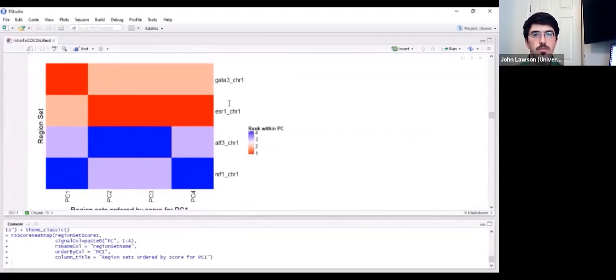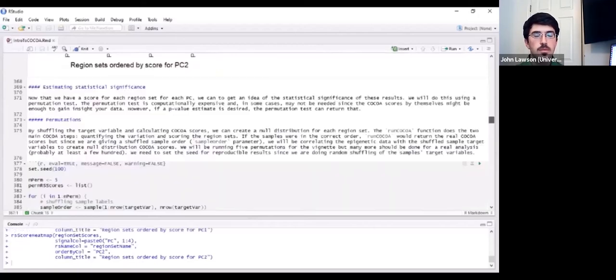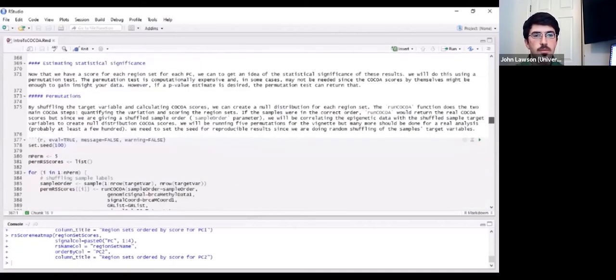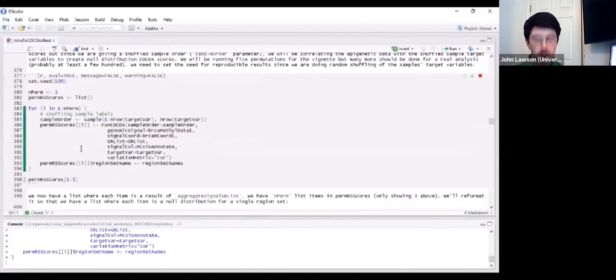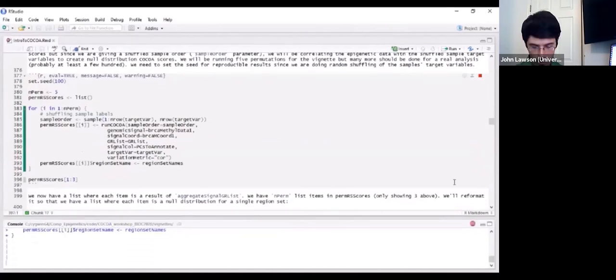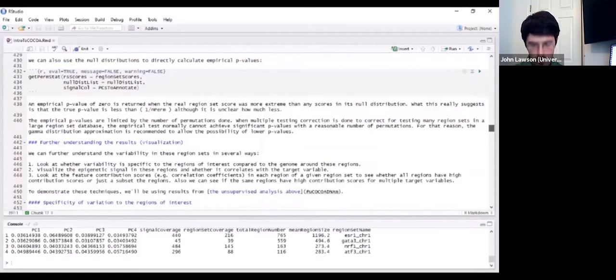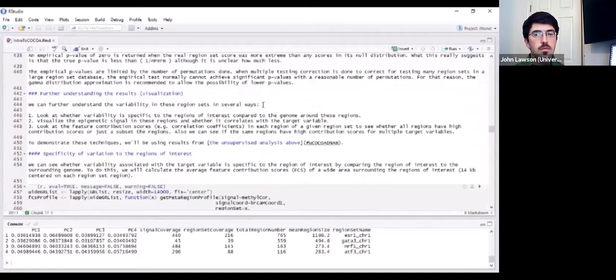But in the other cases, you can see that for PC2, estrogen receptor was actually the second ranked region set. And so basically that's just a way to see whether the region sets that are high for one principal component are also high for the other principal components. And you can also use this for supervised analysis. Okay, so just like with the supervised analysis, we can go ahead and do permutations. And we can basically see similar results.